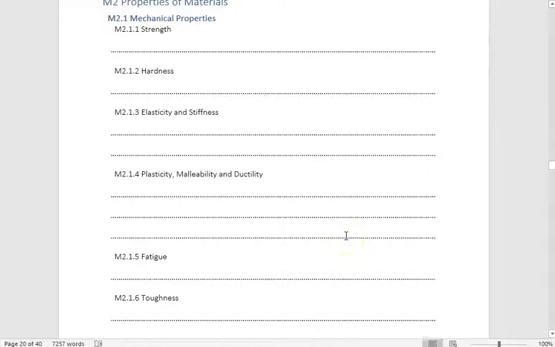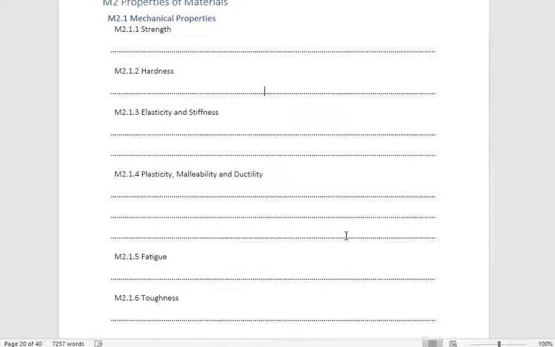Okay, so the definition, I'm going to say that again. If you said hardness is a measure of resistance to scratching, I would give you full marks for that. If you said hardness is resistance to wear or abrasion, I would give you full marks for that as well. If you said hardness is the resistance to indentation, I'd give you full marks for any of those. Okay, the next one is stiffness and elasticity. For elasticity, the definition that I'm going to give is the ability to return to its original shape.